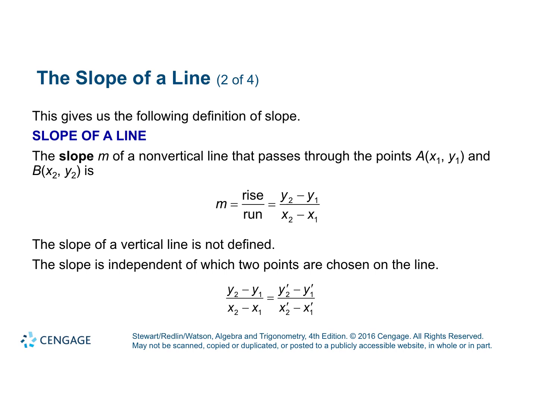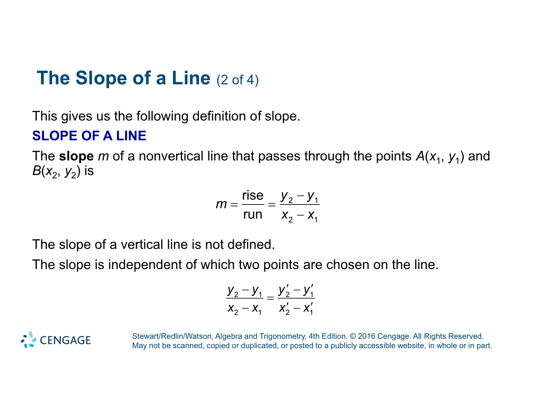Alright, so 1.3 is slope of a line. This gives us the following definition of slope. The slope m of a non-vertical line that passes through points (x1, y1) and (x2, y2) is m equals rise over run.